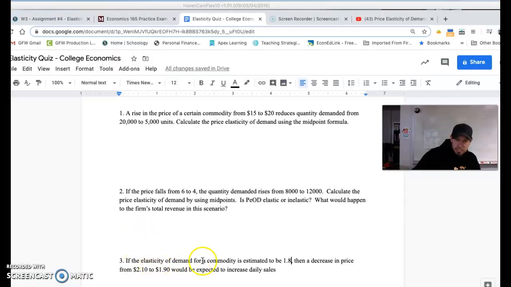So if the elasticity of demand is 1.8, then a decrease in price from $2.10 to $1.90, which we found out was a 10% decrease, we would expect to increase daily sales by, correct answer would be, 18%. All right, hope that helps. Good luck.